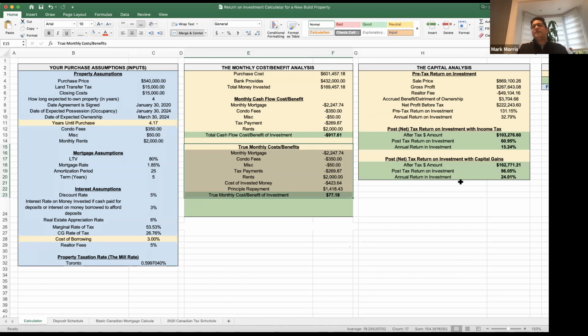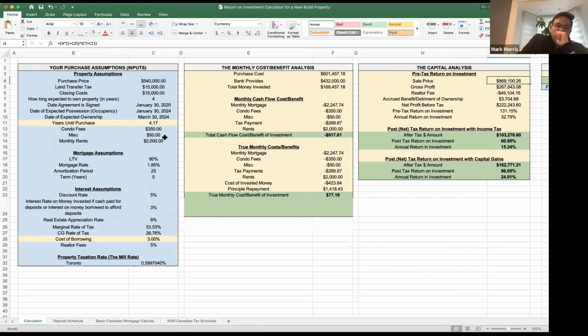And to do that, you now need to turn to the capital analysis of the spreadsheet that we've built out. And the capital analysis is very simple. First, you have to figure out the sale price. And the sale price is actually something that we can determine because what we've done is we've taken the purchase price and we've added however many years. How many years? 4.17 plus the years of ownership of 4. So we're looking at 8.17 years.